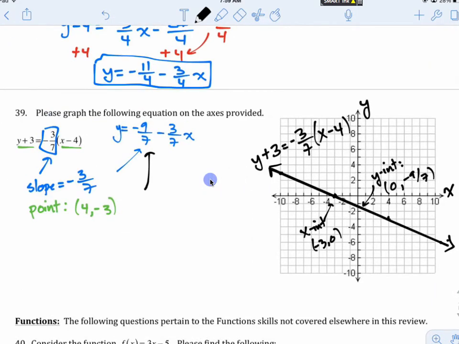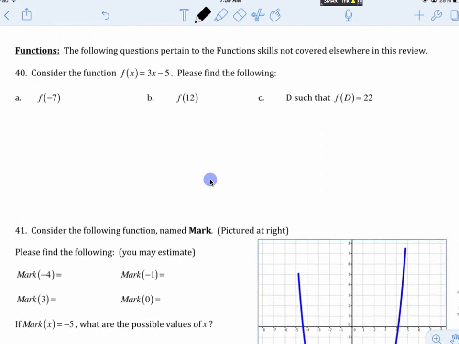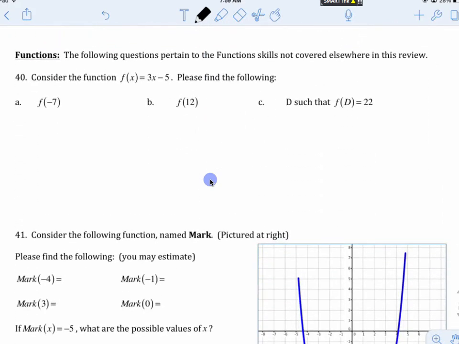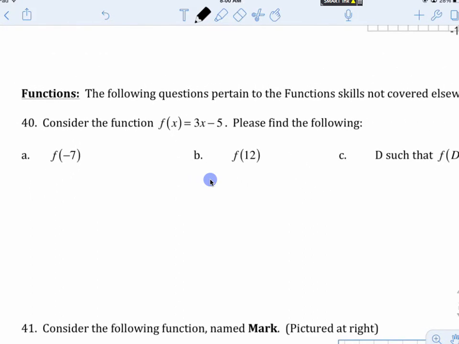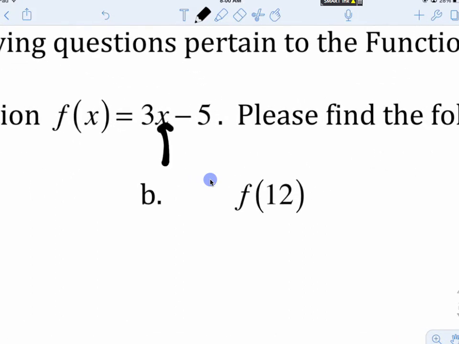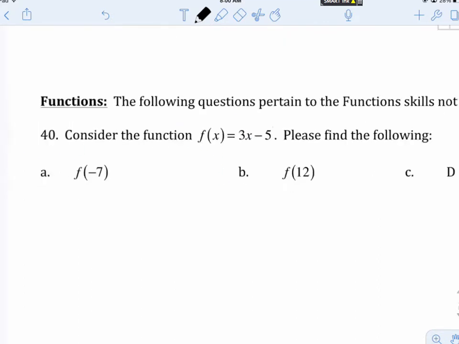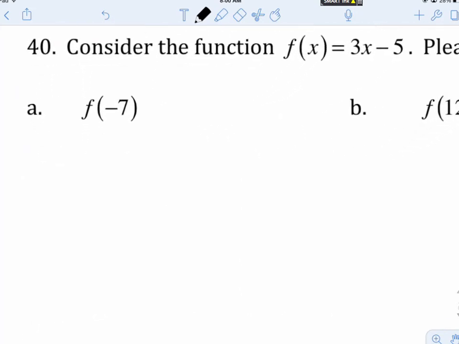Okay, moving on. Number 40. Oh, so here we go. This is just a question all about function notation, and can we interpret this statement that f of x equals 3x minus 5? Well, this is just saying that this is a rule. This is a function with an input and an output, and it's basically saying, whatever your input is, to find the output, multiply that input by 3 and then subtract 5. That's it. So in this first example, f of -7, it's just saying, if -7 were the input, what would the output be?